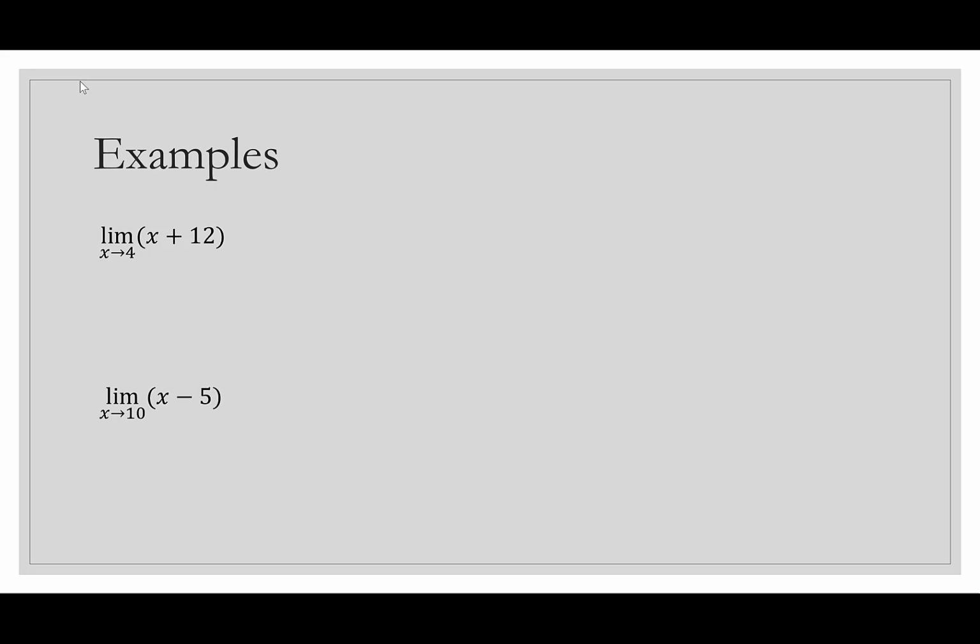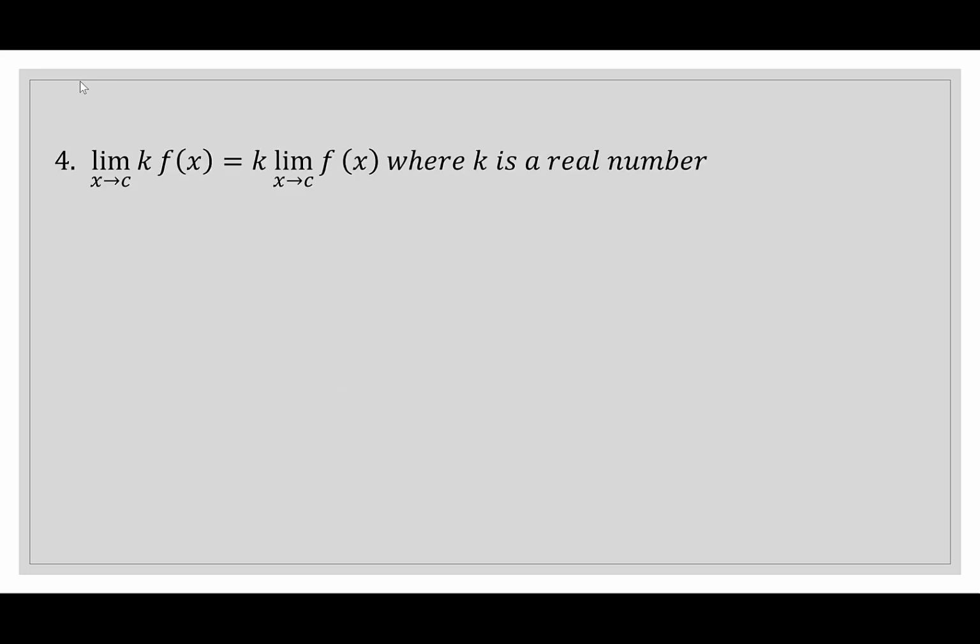If I have the limit when x goes to 4 of x plus 12, we're going to get 4 plus 12. So we're adding because it said add, that's 16. If I have the limit when x goes to 10 of x minus 5, we're going to have 10 minus 5, and that's 5. So we're just plugging in the values that we get from the limit, plug it into the function, and evaluate. Super easy.